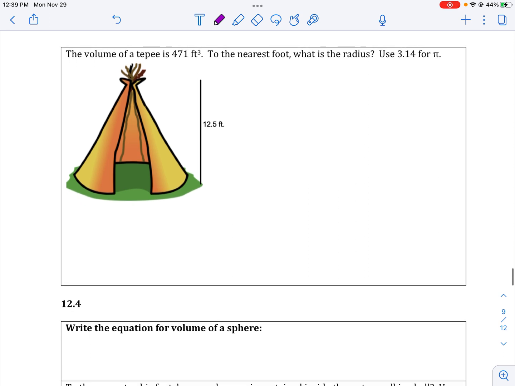So the volume of this cone-shaped TP is 471 cubic feet. To the nearest foot, so we're going to round to the nearest foot. What is the radius? And we're going to use 3.14 for pi. So I'm going to write my volume formula and substitute what I know. I know the volume is 471. I know I'm going to use 3.14 for pi. And then I'm going to substitute my height of 12.5 feet.